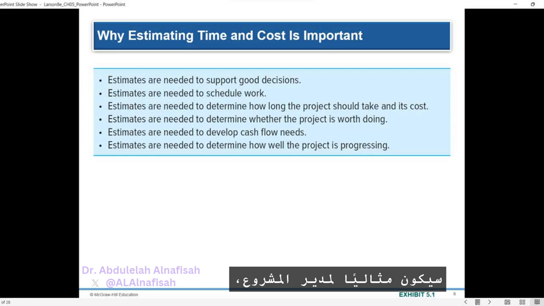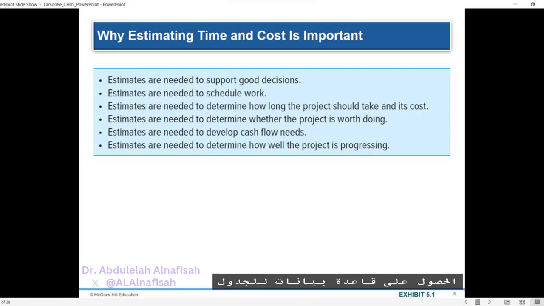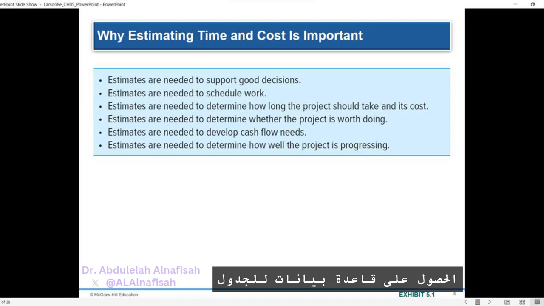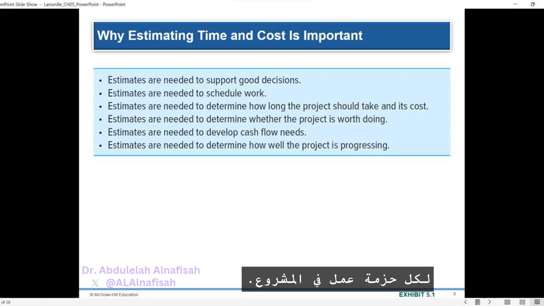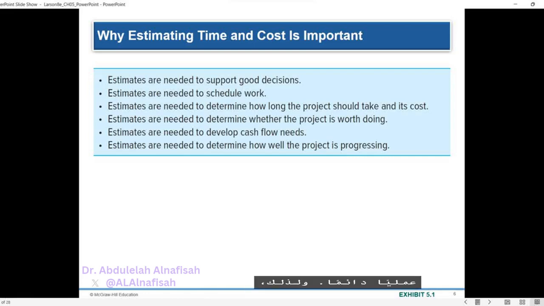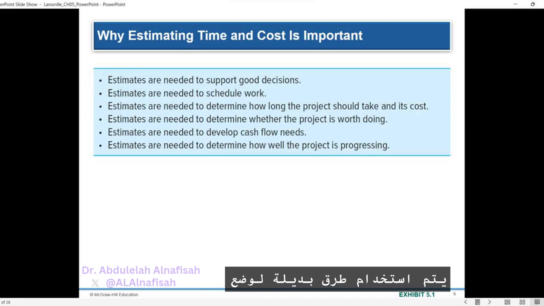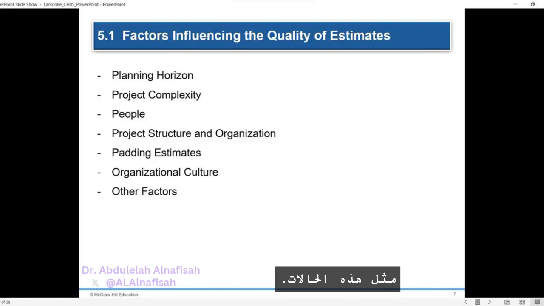It would be ideal for the project manager and, in many cases, the customer to have a database of detailed schedule and cost estimates for every work package in the project. This level of detailed data gathering, however, is not always feasible or practical. Therefore, alternative methods are employed to develop project estimates in such cases.